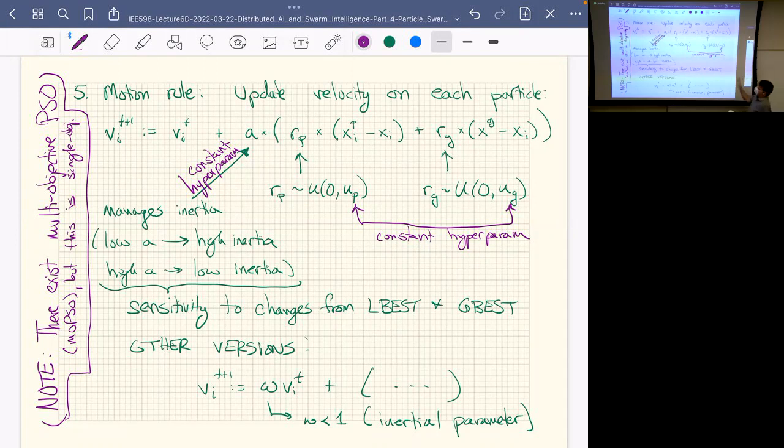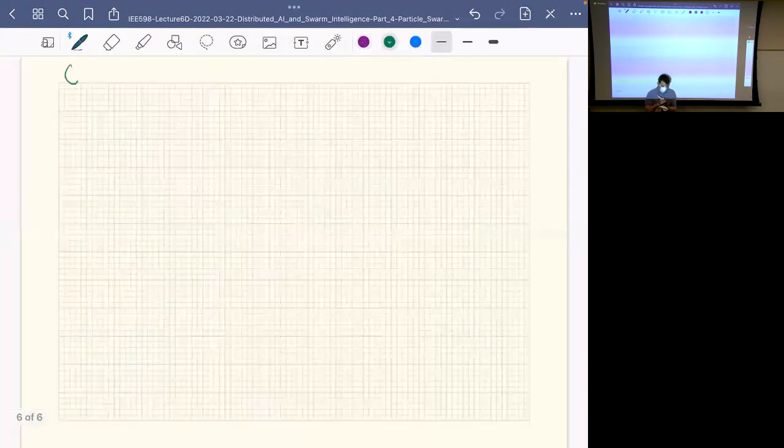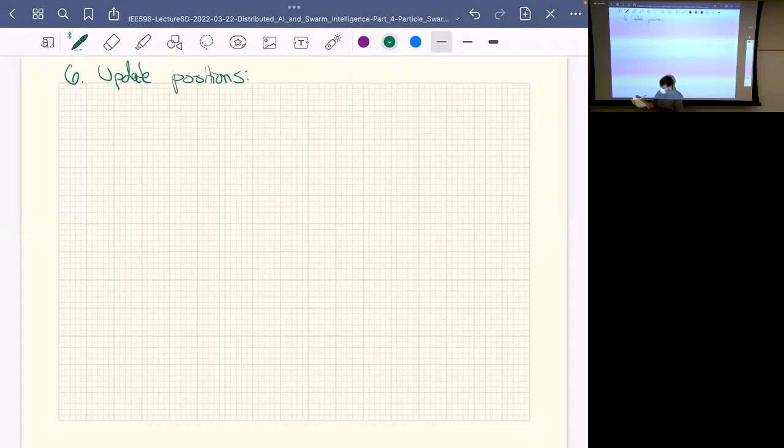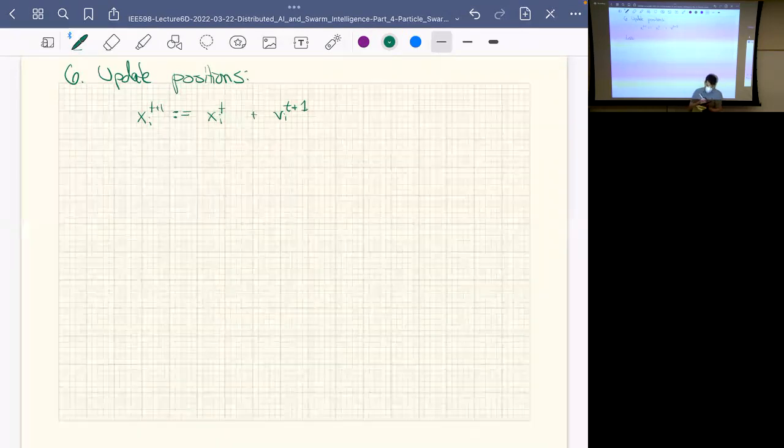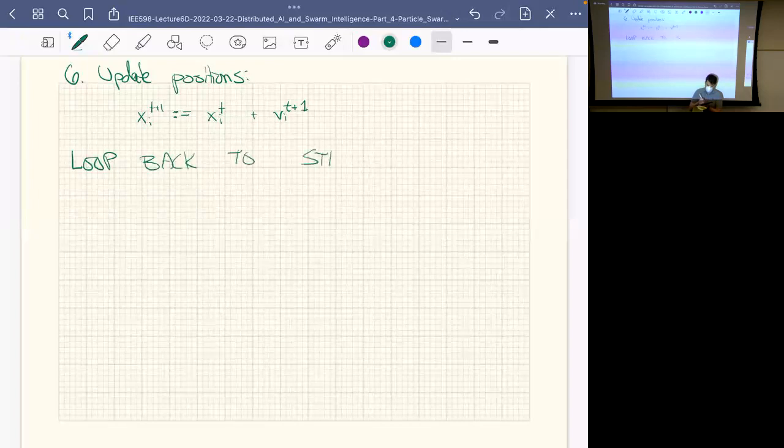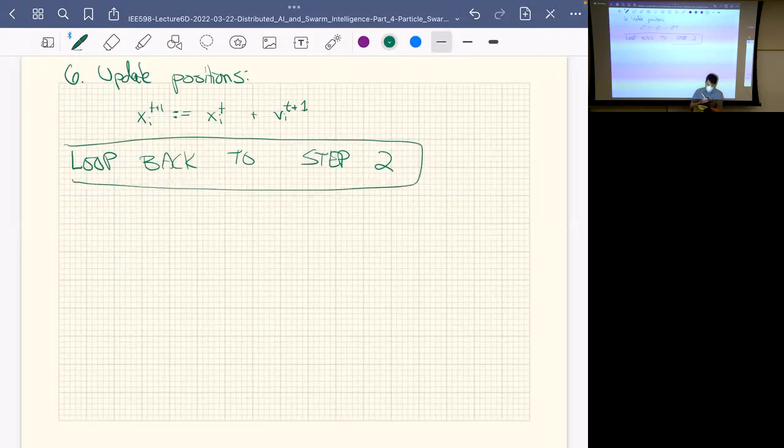All right, so this is the main guts of PSO. Now that we've updated velocity, the last thing we have to do is update positions. To update positions, you just set the next position equal to the previous position plus the velocity. I'll say velocity, because you've just updated the t plus one, et voila. And then the last thing you do is loop back to step two. And you can do that until a termination condition.